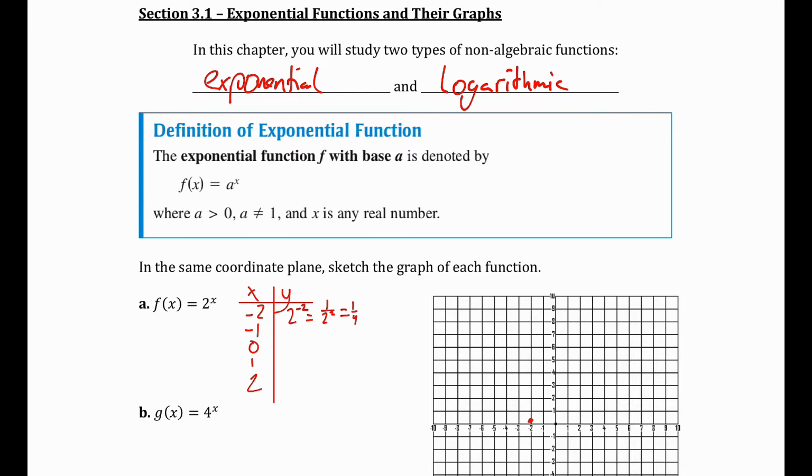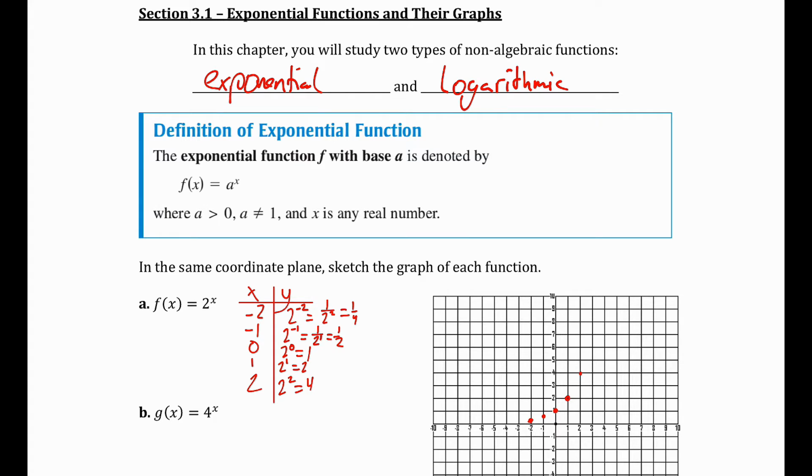It's not very high up. For -1, I'll do 2 to the negative first, which is the same as 1 over 2 to the first, or 1/2. So at x equals -1, which is a little bit higher. 2 to the 0? Well, anything to 0 is 1. So 2 to the 0 is 1. 2 to the first is just 2, so we'll plot that at the coordinate 1, 2. And then 2 to the 2 gives us a y value of 4.